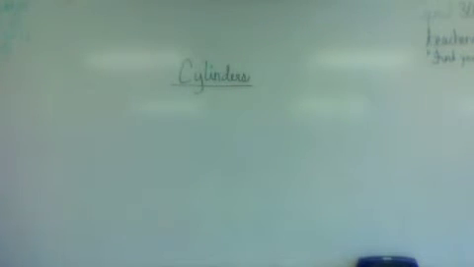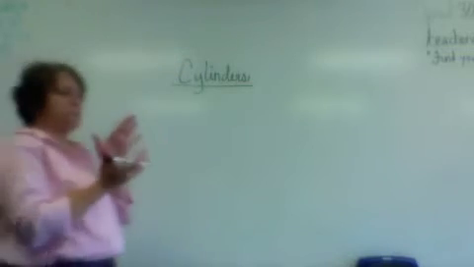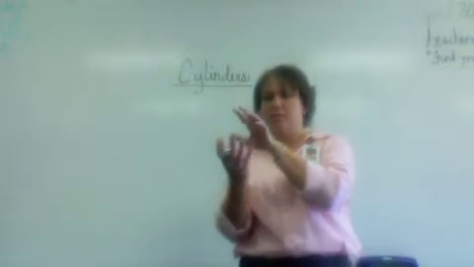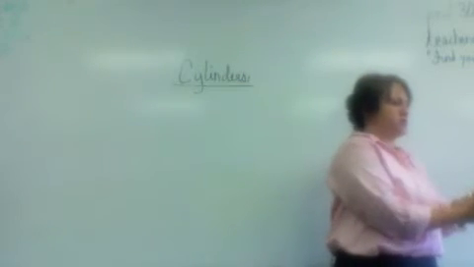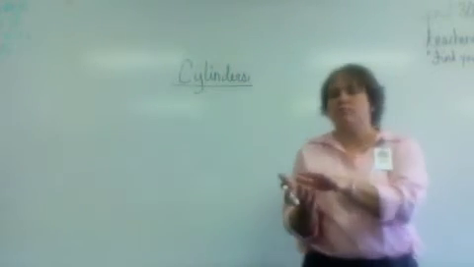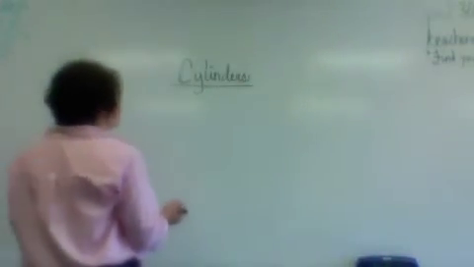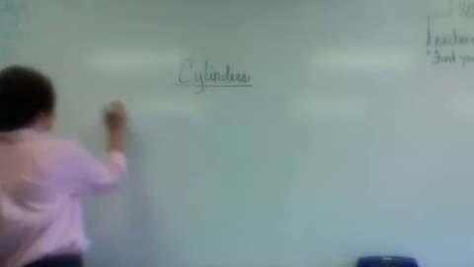There is a general formula for cylinders. A cylinder, does that fall into the category of a right prism, a pyramid, or a sphere? It's a prism. It's a prism because it has two bases. So we're going to start with the general formulas for a cylinder.